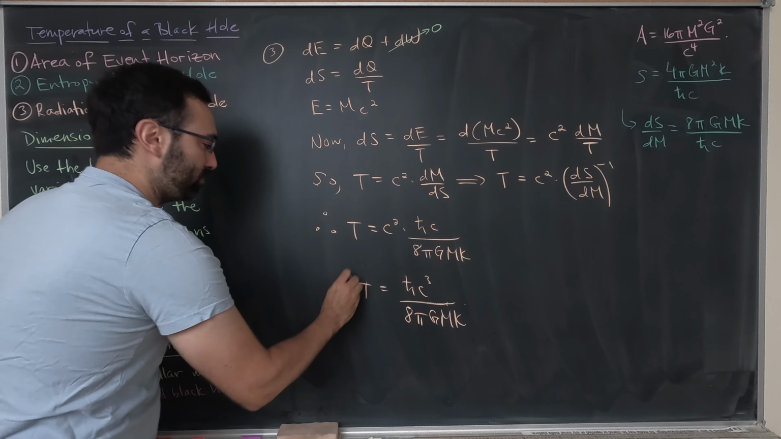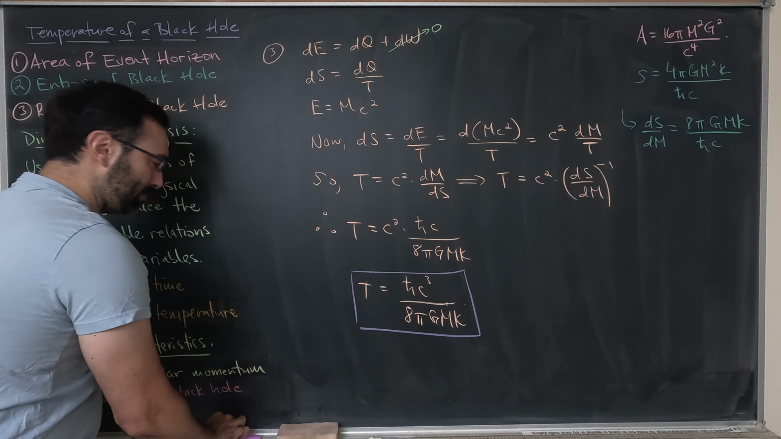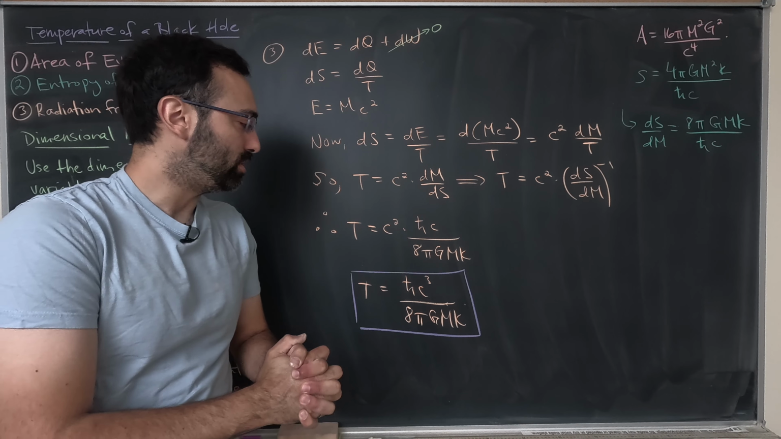We've come to what we've wanted to derive all along. This is the temperature of a black hole. T equals H bar c cubed divided by 8 pi G m K.